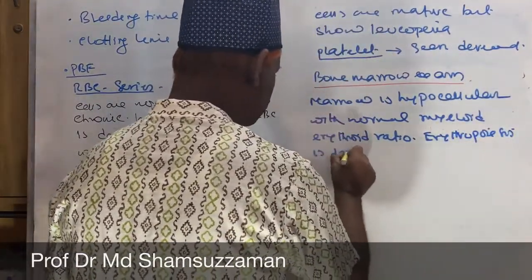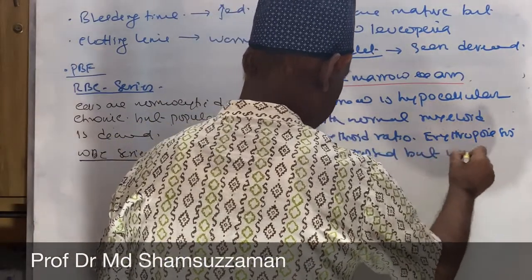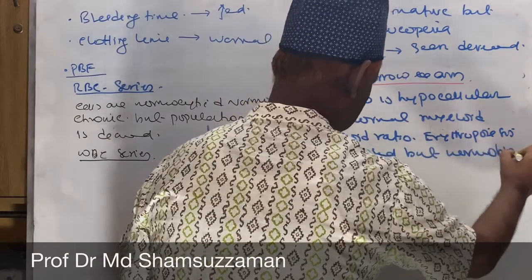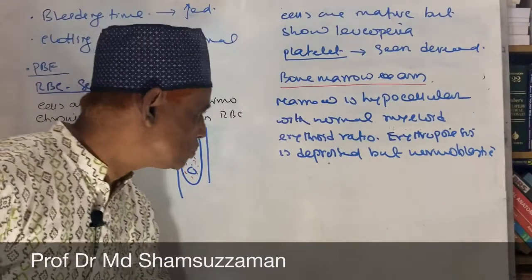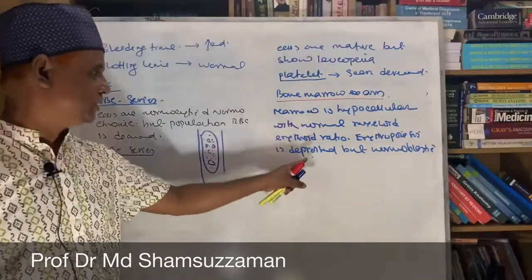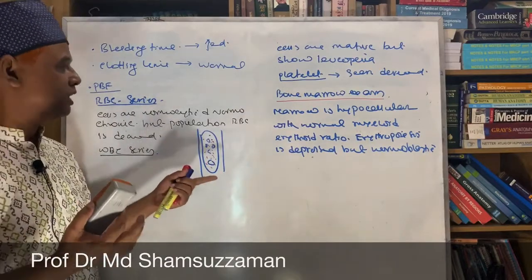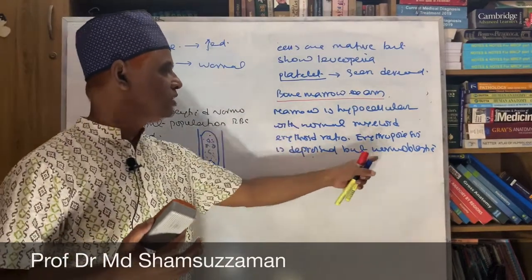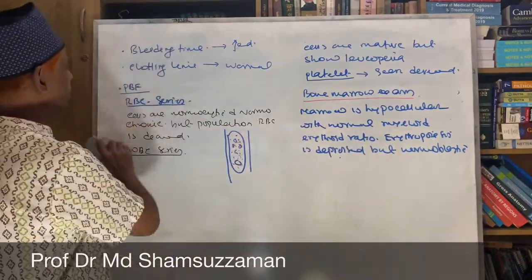Erythropoiesis is depressed but normoblastic. What it means? As marrow elements are decreased, there will be decreased erythropoiesis, depressed. But whatever may be the amount of synthesis of RBC, the erythropoiesis is normoblastic. The nucleated cells are normally produced, or normoblasts.